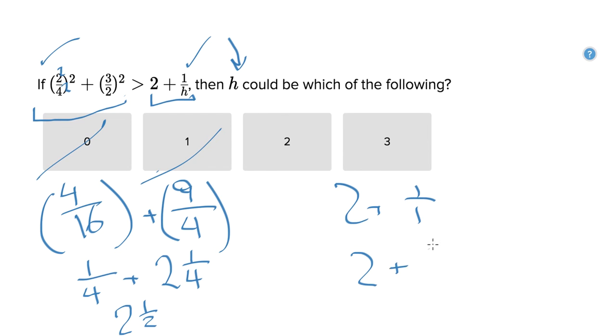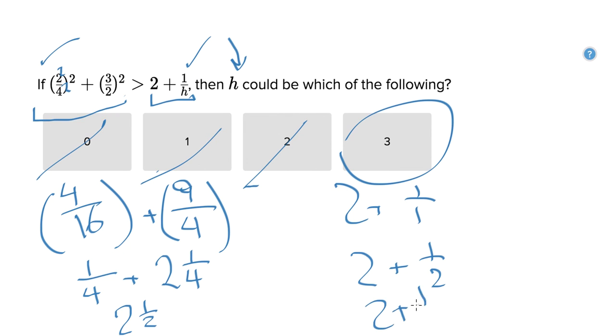If we did 2 plus 1/2, that's the same thing as 2 and a half. So that's going to be equal, not less than 2 and a half. So that one would be wrong too. So that leaves us with this last answer choice, which you know is the right answer. What happens when you plug it in is you get 2 plus 1/3, which is 2.3 repeating, which is going to be less than 2 and a half, or 2.5. So this is the correct answer choice.